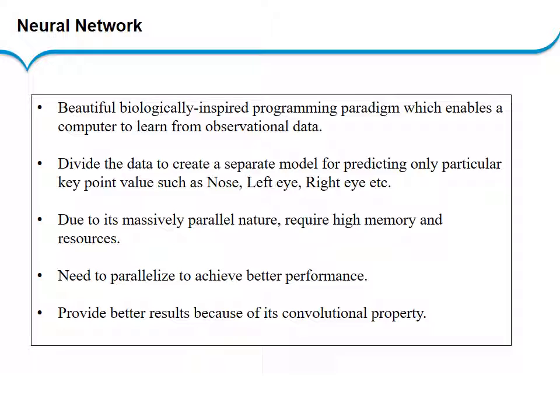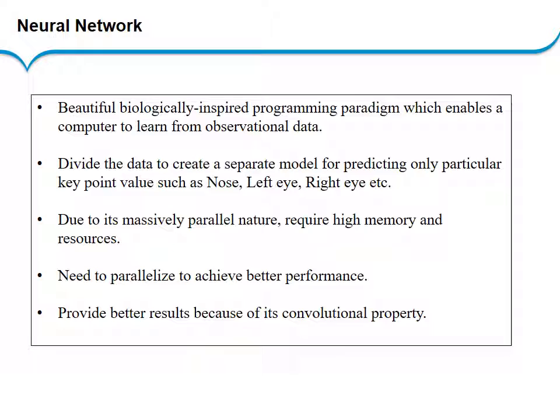Now let's talk about neural network. It is a beautifully biologically inspired programming paradigm which enables a computer to learn from observational data like humans. In this algorithm, we are dividing the data to create a separate model for predicting only a particular key point's values, such as the nose, left eye center, right eye center, etc., in the test data.